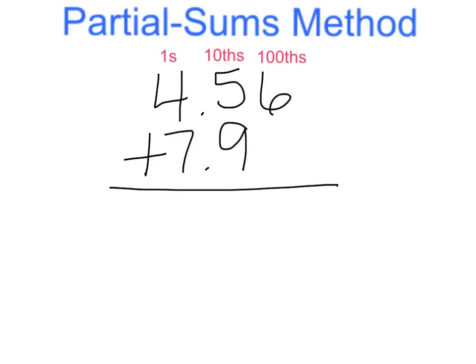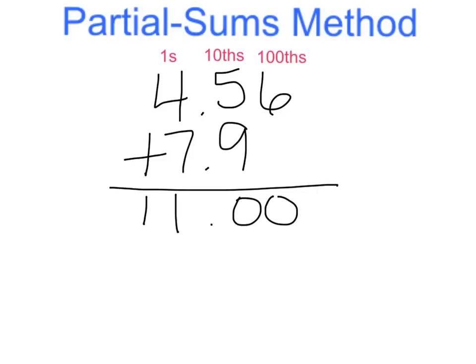Here's how it should look while we're solving the problem. The first thing I'm going to do is add 4 plus 7 because those are my numbers in my ones place, and if you remember, I said I was going to start on the left side of this problem. 4 plus 7 is 11. So I'm going to write 11.00.